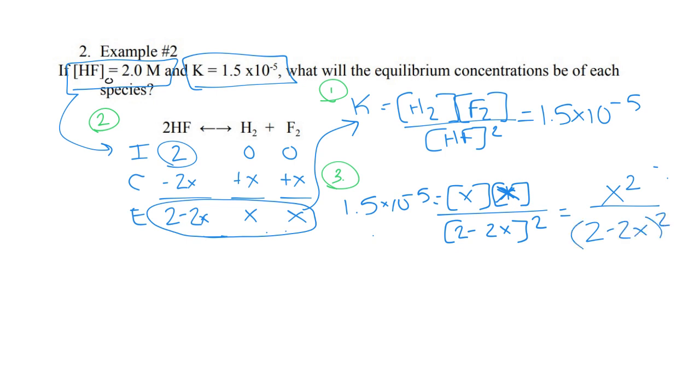Now, here's the deal. When you square 2 minus 2x on the bottom, you'll end up with a quadratic equation. However, on the AP test, you should never have to do any quadratic formulas, so you should always be looking for ways to simplify your equations so that you don't have to use the quadratic equation. You'll get the right answer if you do, but you'll just be working harder than you need to. So if I look at this and I see there's an x squared on the top and then there's a squared term on the bottom, I can square root both sides of my equation.